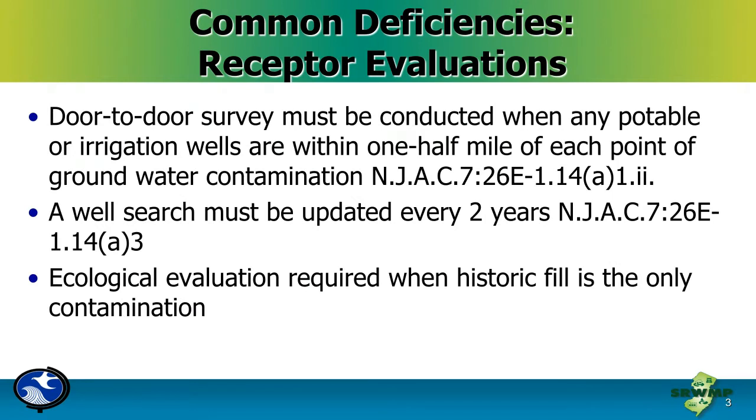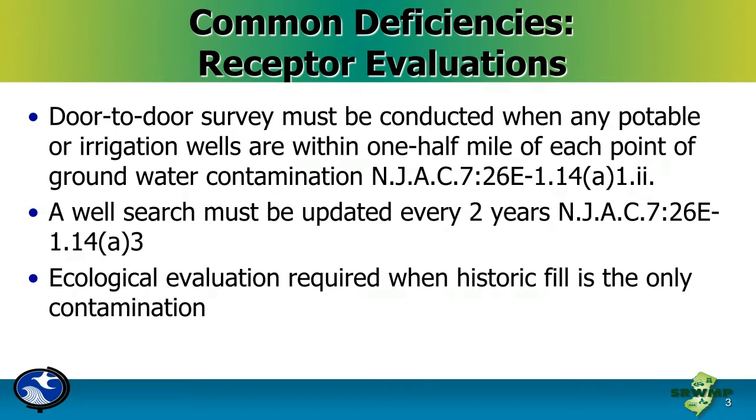So here, this slide emphasizes, again, some of what was on the previous slide with regard to the requirement to complete a door-to-door survey. The first bullet: door-to-door survey must be completed when any potable or irrigation wells are within 1/2 mile of each point of groundwater contamination, taken directly from the tech regs. It has to be completed for the RI to be considered complete.